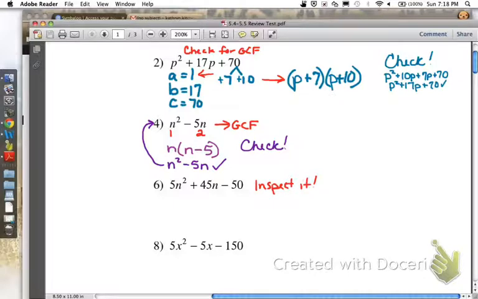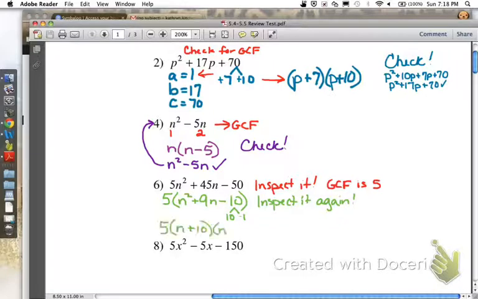In the third one, again, we want to inspect it to see if there's any GCF. The GCF is 5, so that simply means we're going to divide 5 out of every term. When we do, we want to inspect it again, because what we have now is another trinomial, and that trinomial is one of the easier ones because the leading coefficient in front of the n is 1. So we can take factors of 10, break it up to see if we can get it to equal 9, and the combination will be 10 and negative 1. And again, the order doesn't matter. You can throw it into your set of parentheses, or binomials, and you're done.